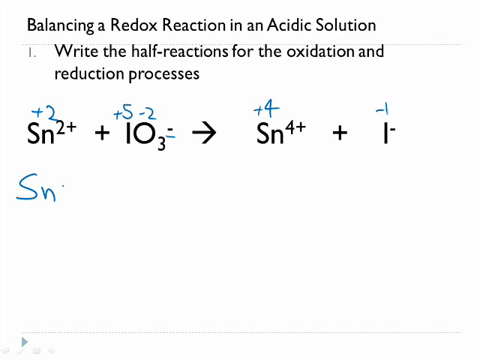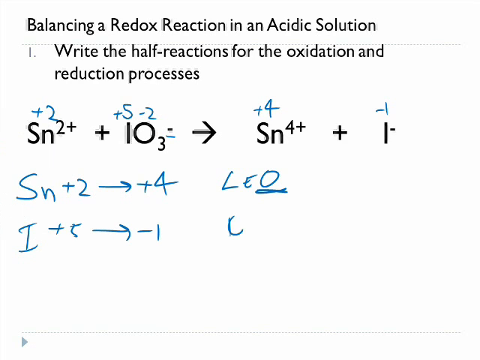So let's see what is being reduced and oxidized. Tin goes from a +2 to a +4, so we lost electrons there, it's oxidized. Iodine, we went from a +5 down to a -1, so we gained electrons. That is being reduced. So now we can write our half reactions.